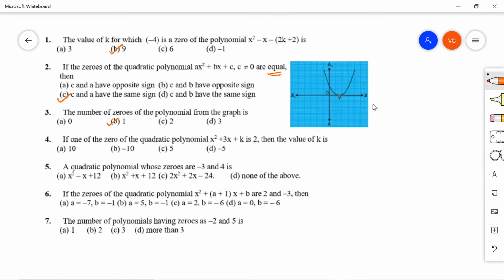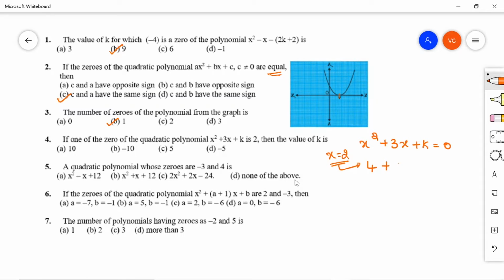Coming to question number 4. If one of the zeros of the quadratic polynomial x square plus 3x plus k is equal to 2, then the value of k is. This is similar to question number 1 again, right? So just substitute the root or the zero that is given in the equation, then find the value of k. As you are given that one of the zeros, or one of the roots of the quadratic equation, is 2, put it back in the equation.